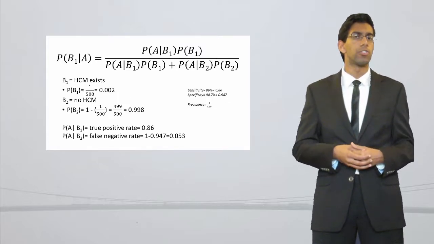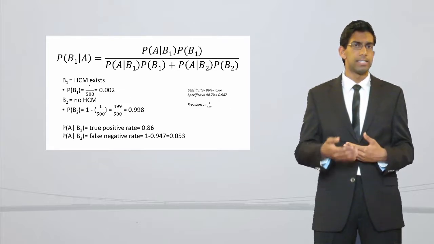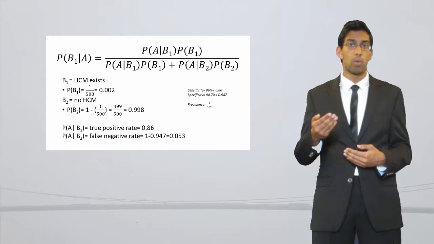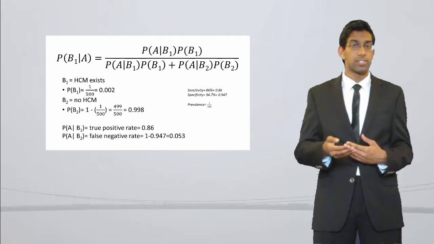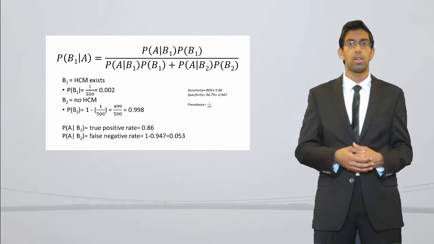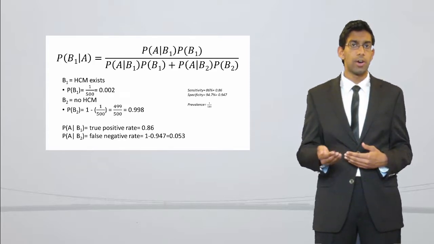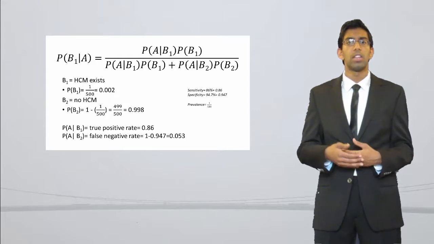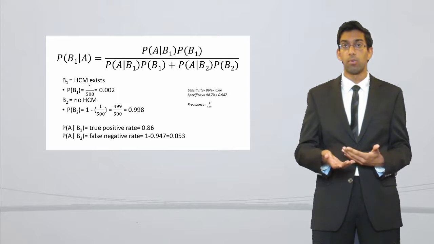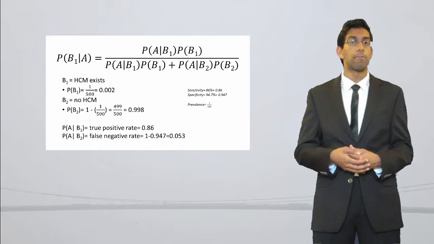So, looking into the equation, P(B1) would be the probability that the disease actually occurs in the patient. In other words, this is our prevalence. For HCM, this would be 1 in 500. P(B2) represents the probability that the disease does not occur in the patient. This would simply be 1 minus our prevalence rate, given the information we know right now. So that is 499 out of 500.